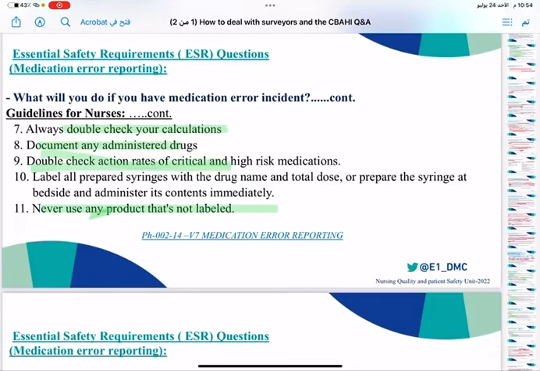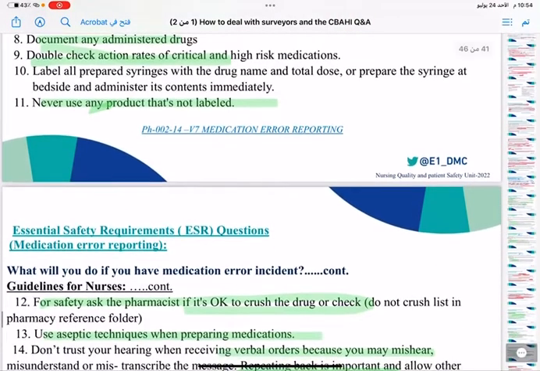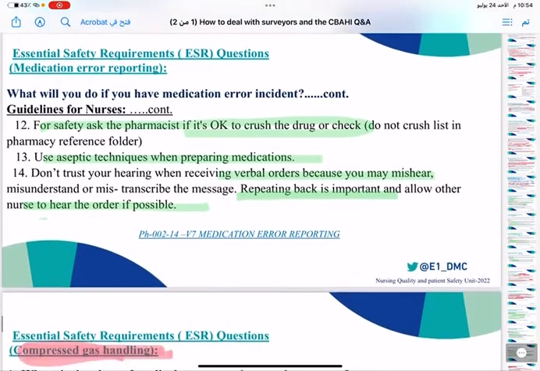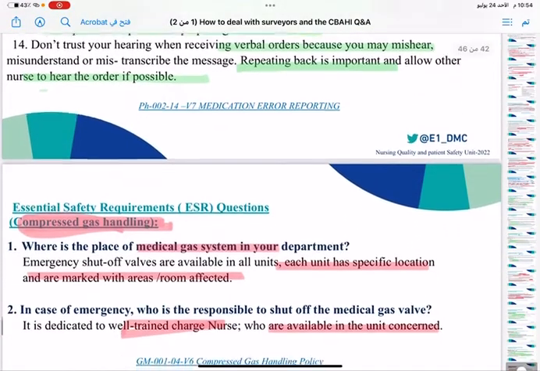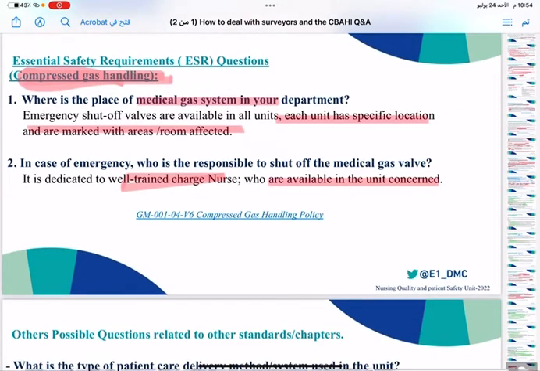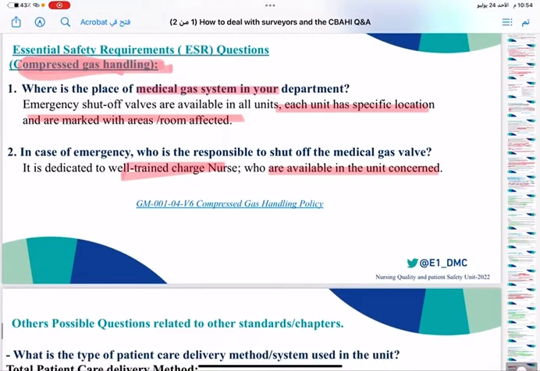So always doubt your calculation. Even if you do it correctly, you just double check with your colleague, okay? It's very important. Label it. Never use any products that are not labeled. Take care for this one, okay? You have to label that medication. Use aseptic technique for single-touch medication, like when you give the IV medication. Aseptic technique for that one, and special basins. Don't put it in your bag or your bucket.